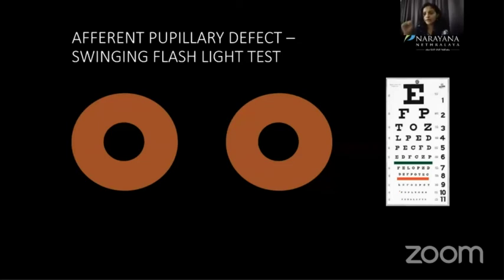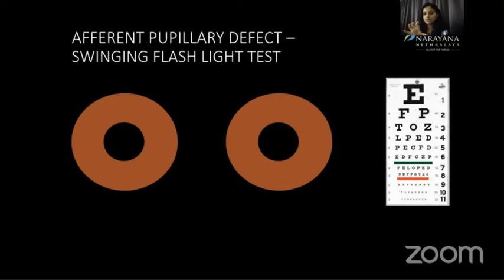So you must remember that when you do the swinging flashlight test, you must switch between the right eye and the left eye, and do not spend too much time on a particular eye. If you think the right eye is abnormal, it's not that you spend too much time on the right eye, because you also know that normally there's something called a physiological hippus.